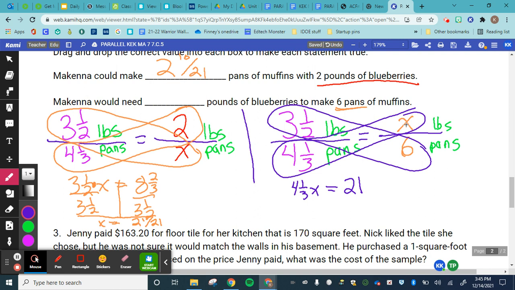My X isn't alone yet, so I know I still have to cancel out the 4 1/3. So I will divide both sides by 4 1/3. On this side, we'll get 1x, so we just need the x. And then you can use your calculator for this part. 21 divided by 4 1/3 is 4 11/13. So McKenna would need 4 11/13 pounds of blueberries to make 6 pans of muffins.